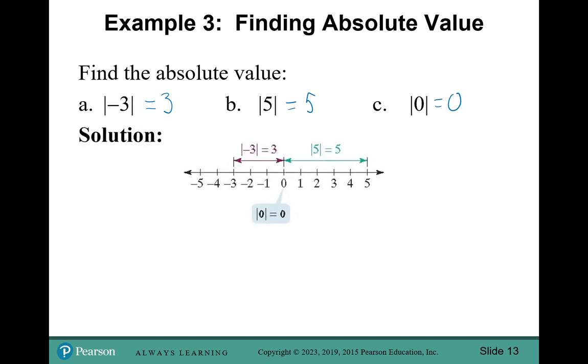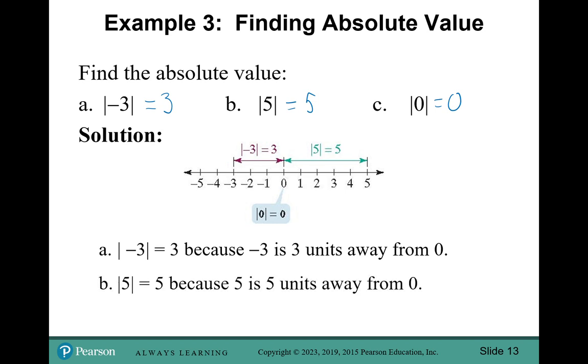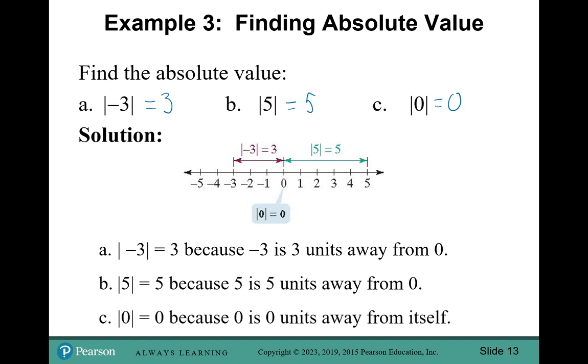You can also look at the distance from 0 on the number line to determine these values. We can see that the distance between 0 and negative 3 is a value of 3, and that is the absolute value. The distance between 0 and 5 is 5, so that is the absolute value, and the distance between 0 and 0 is essentially just 0 because you do not move. Further explaining the solution, the absolute value of negative 3 is 3 because negative 3 is 3 units away from 0. The absolute value of 5 is 5 because 5 is 5 units away from 0. And the absolute value of 0 is 0 because it is 0 units away from itself.